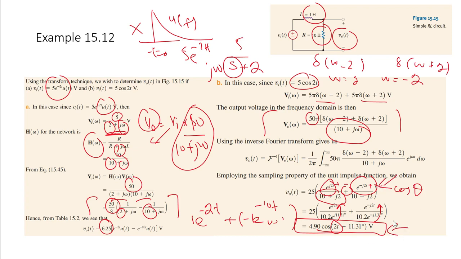So this is an example on the Fourier transform. I feel that you would have some idea about it, because it is just the same as Laplace transform, just remove s and insert j omega. So this is it. Thank you.